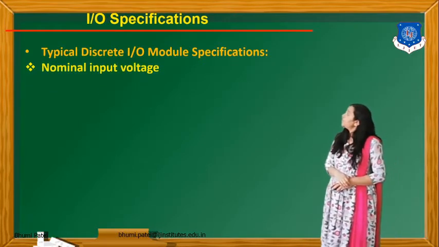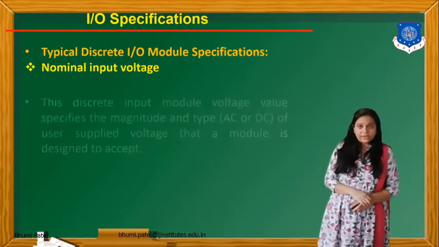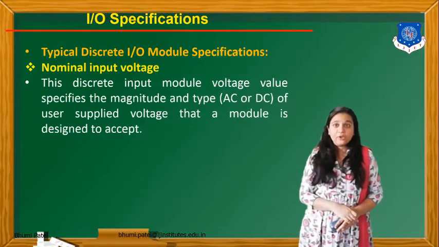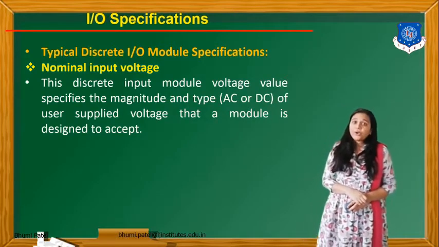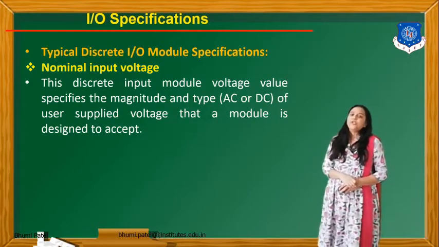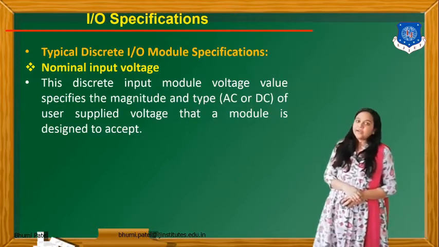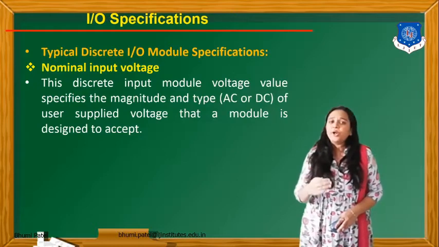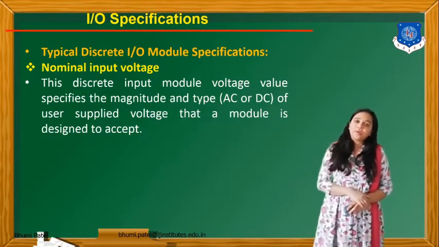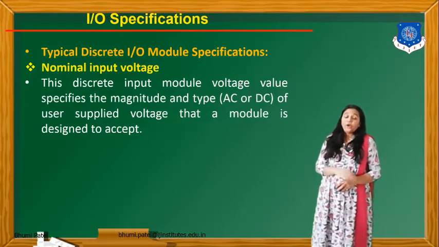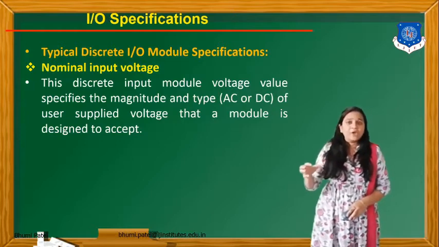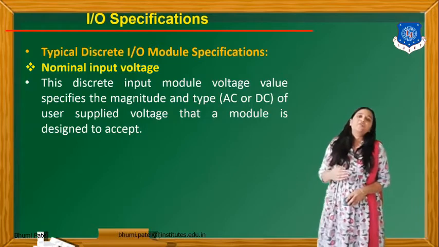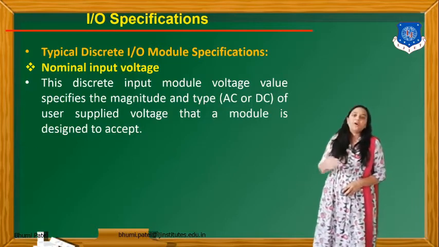The first one is the nominal input voltage. Okay, so the discrete input module voltage value specifies the magnitude and the type of the user supply voltage that a module is designed to accept. So whichever type of module we have used in the particular system, we can connect, or they will specify the magnitude and the type of the supply voltage. Which type of voltage we have connected, AC or DC.